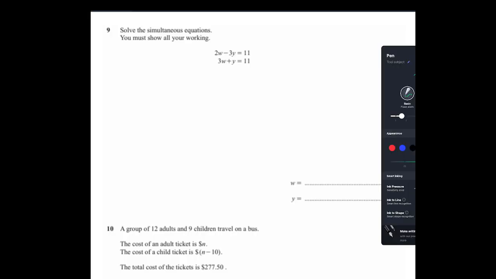Question number 9 now. Solve the simultaneous equations. You must show all your working. So any of the methods you can use. I am using the elimination method. So in elimination method we have to eliminate one of the variables. So I will multiply equation 2 with 3. So 2w minus 3y is equal to 11. This is equation 1. Then 3w plus y is equal to 11 is equation 2. Multiplying equation 2 by 3.